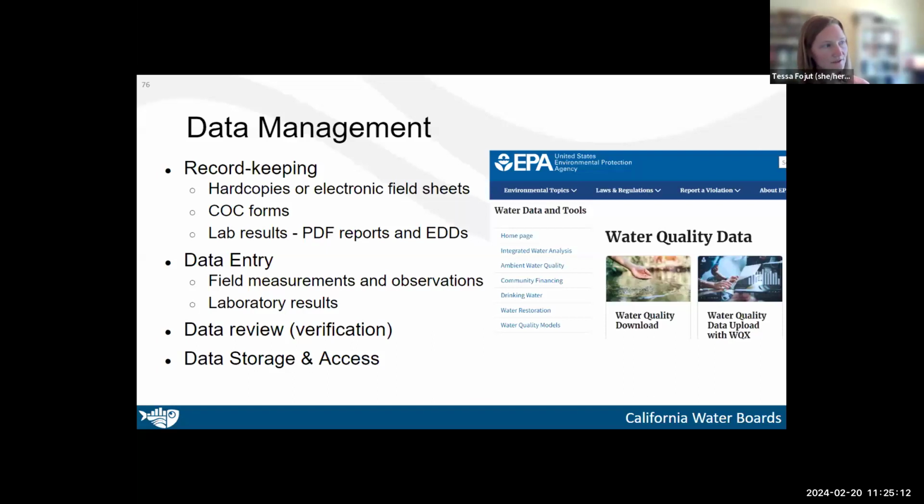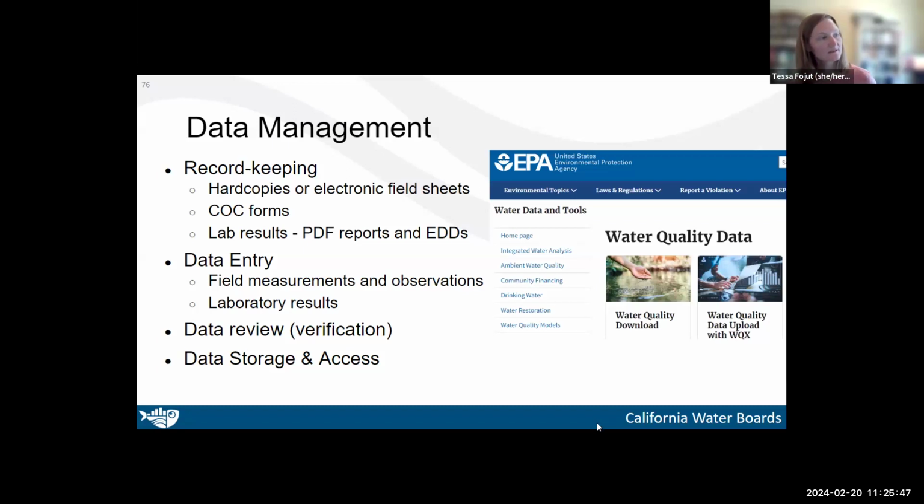And then eventually you'll get your lab results. Most labs will give you a PDF report that describes all the results. And then sometimes they'll ask if you also want an electronic version, like an Excel spreadsheet, that they refer to as an EDD, electronic data deliverable. So those are the different kinds of records that you might collect in this type of project, and that you would want to retain and store for future reference.